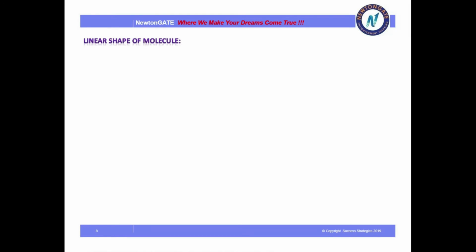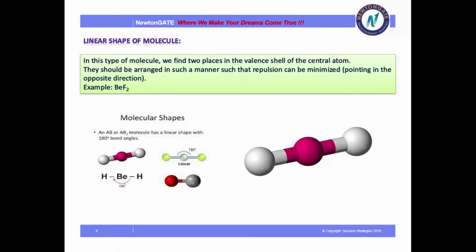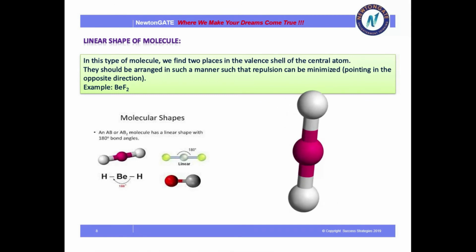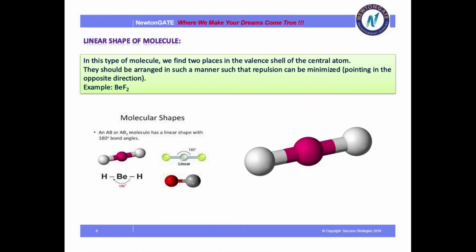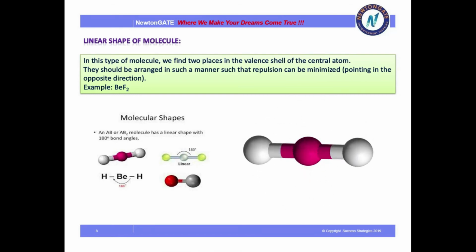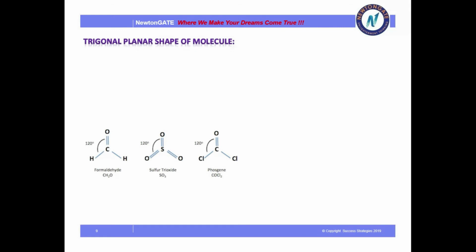Come to the linear shape of molecule. In this type of molecule, we find two places in the valence shell of the central atom. They should be arranged in such a manner that repulsion can be minimized, pointing in the opposite direction. Example, BeF2. BeF2 has a linear molecular shape, which has a bond angle of 180 degrees. Here you can see any AB or AB2 molecule has a linear shape with bond angle 180 degrees. Clear?